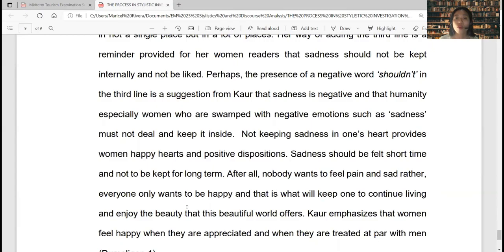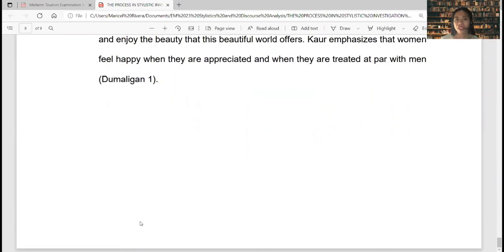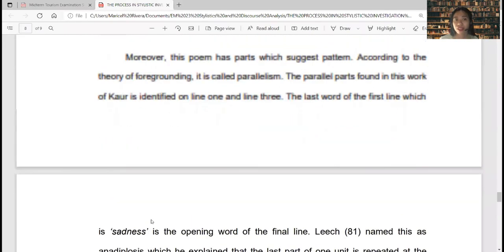After all, nobody wants to feel pain and sadness. Rather, everyone only wants to be happy, and that is what will keep one continuing to live and enjoy the beauty this beautiful world offers. Kaur emphasizes that women feel happy when they are appreciated and when they are treated at par with men. It is according to Dumaligan on page 1. And this is the end of your analysis and interpretation.